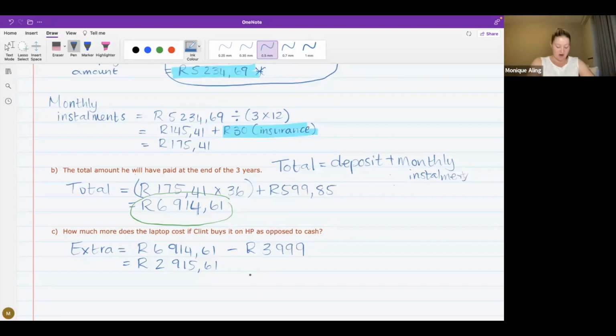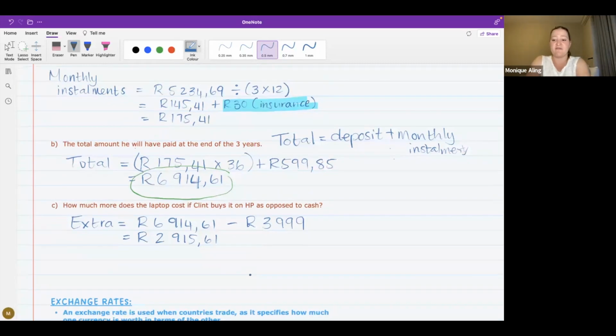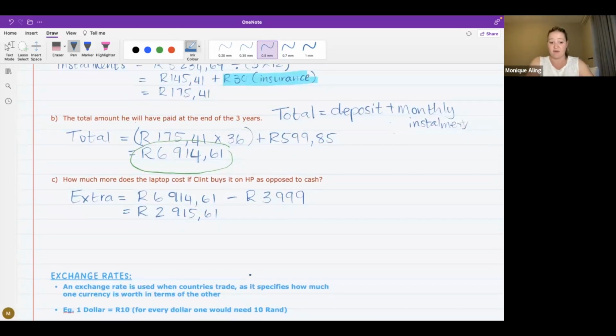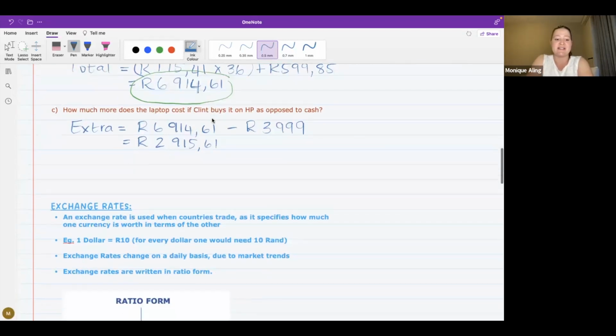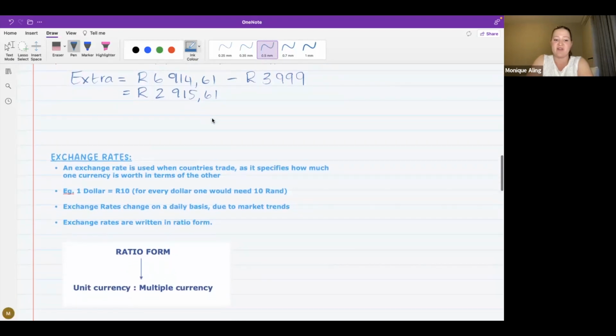Okay. All right. So thanks everyone for your feedback. I hope that you will be joining for the rest of the lessons so we can do it in revision as well. So next up, we are doing exchange rates.